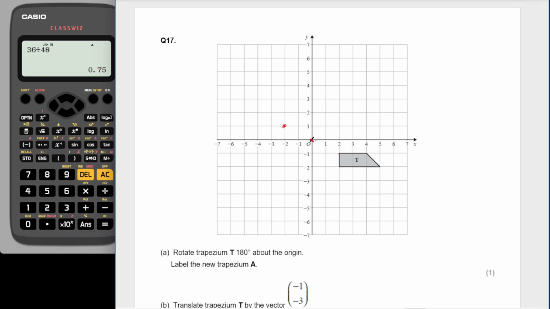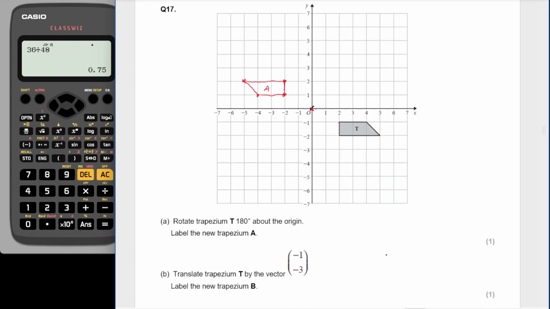This point is 2 to the right and 2 down, so it would go 2 to the left and 2 up. This one is 4 and 1, and then 5 and 2. So that's going to be my rotation. If you're not comfortable with rotation, make sure you get some tracing paper and double check that. Label the new trapezium A, so there we go.